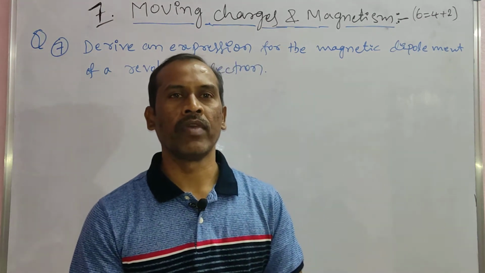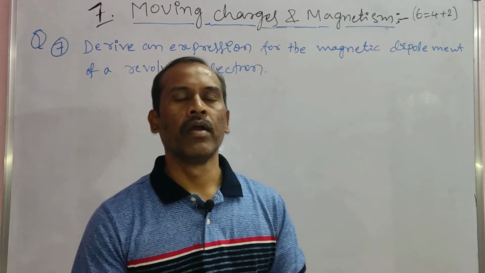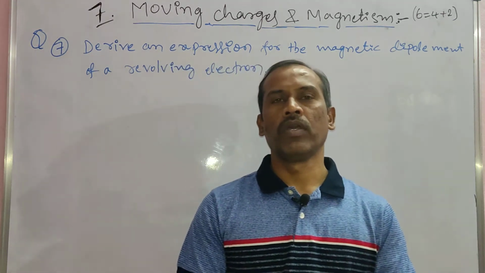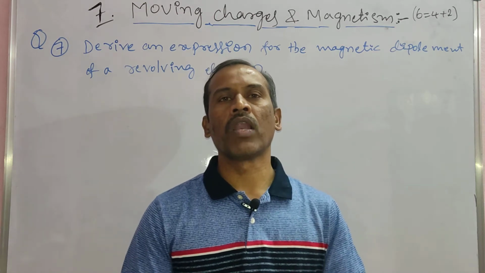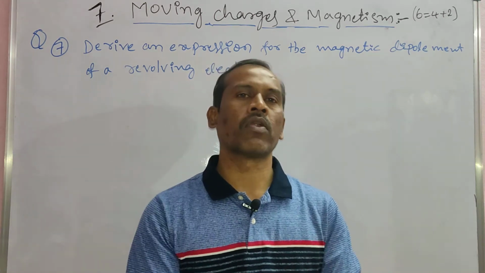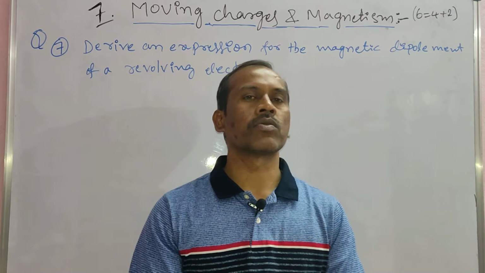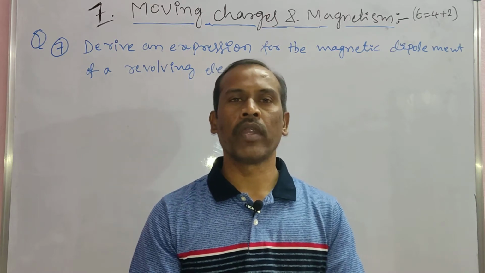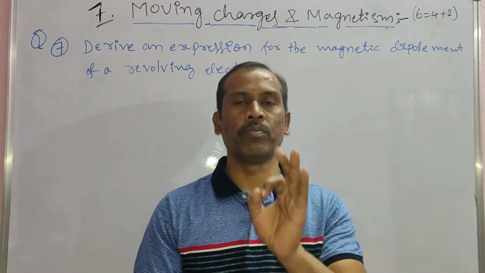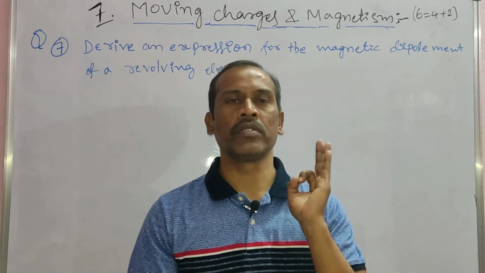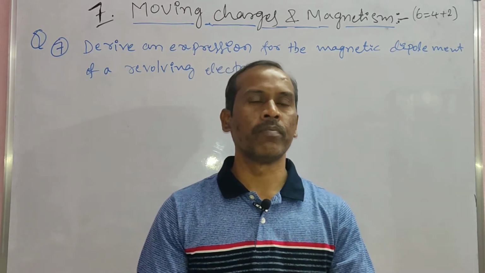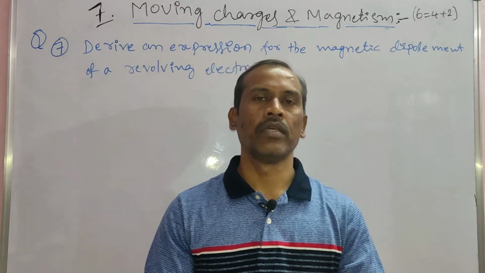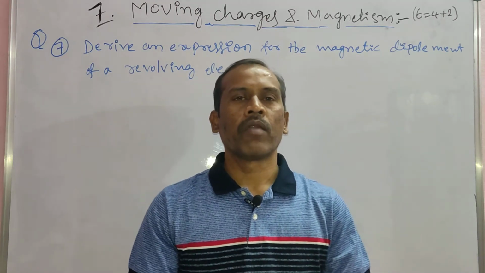Last class we were discussing the Biot-Savart law. Now we are going to discuss the revolving electron in a circular orbit. This question, the seventh one, is very important for IPE, for both TS and AP. Question number 7, very important.